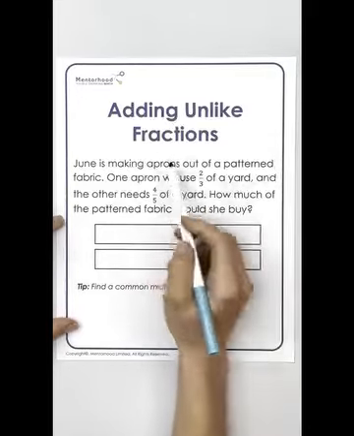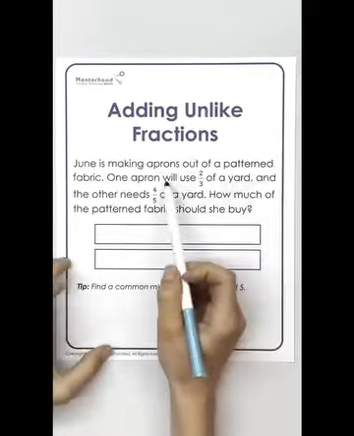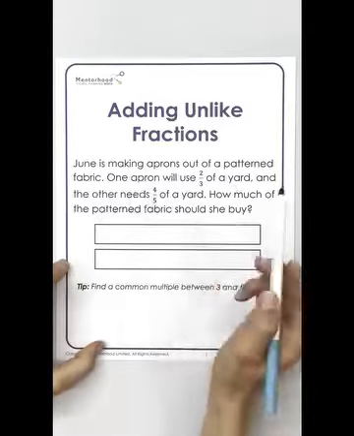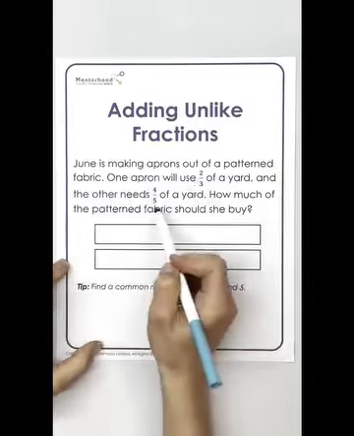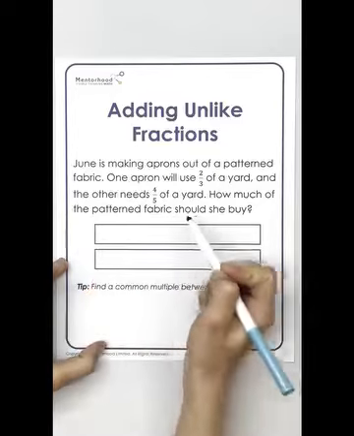Let's try an example of adding unlike fractions with a word problem. So June is making aprons out of a patterned fabric. One apron will use 2/3 of a yard, and the other needs 4/5 of a yard. How much of the patterned fabric should she buy?